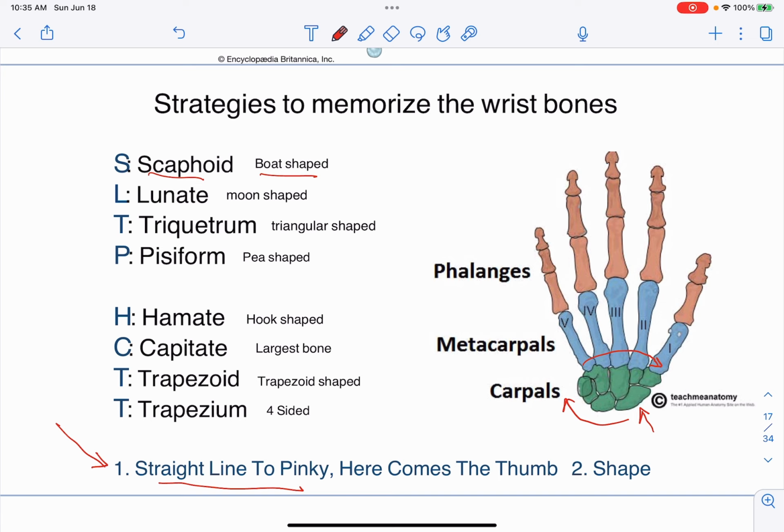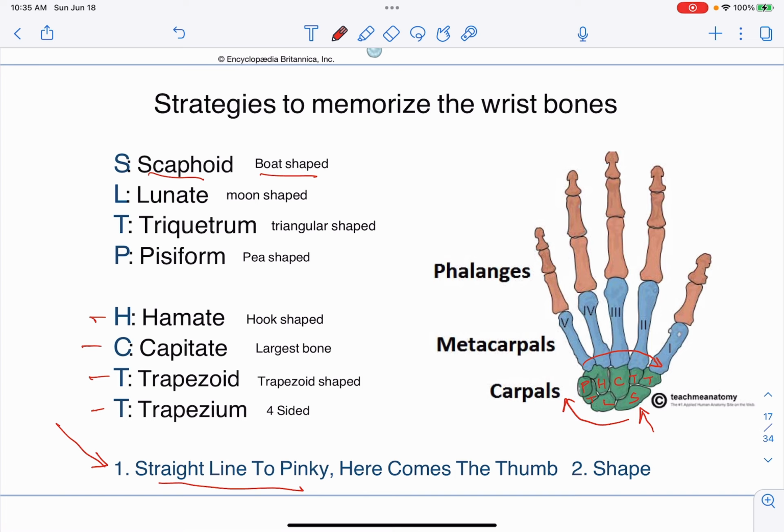I'm not going to go over the whole mnemonic, but you get the idea of straight line to pinky, and then here comes the thumb. And just to be clear, this is the scaphoid, this is the lunate, this is the triquetrum, pisiform is here, hamate is here, capitate, trapezoid, and trapezium, okay?